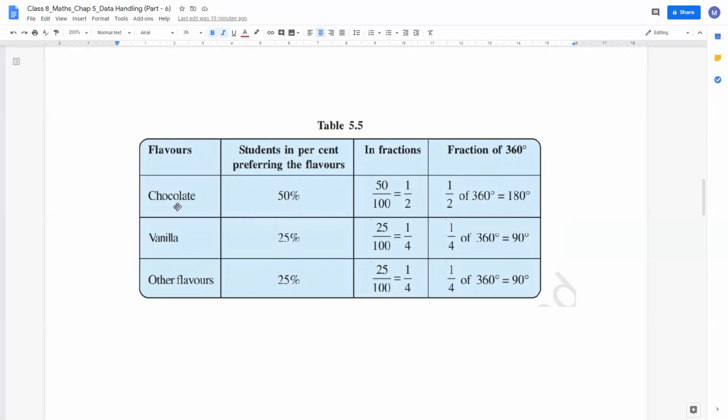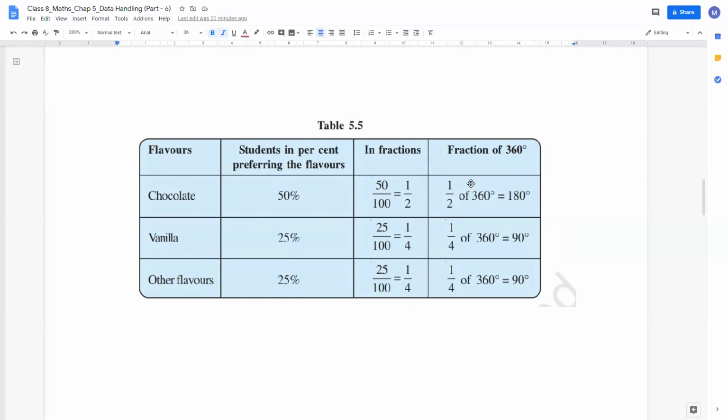Now you see, first one, chocolate flavor. How many percent? 50% students are favoring this. So we have to find it in fraction as I taught yesterday. How will you find the fraction? Chocolate is 50% and upon total is 100%. So 50 upon 100, simplify. You will get 1 by 2.